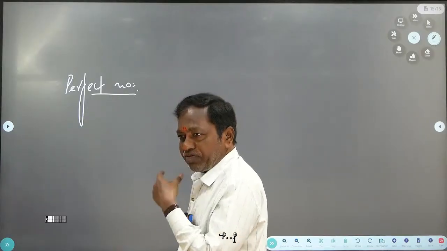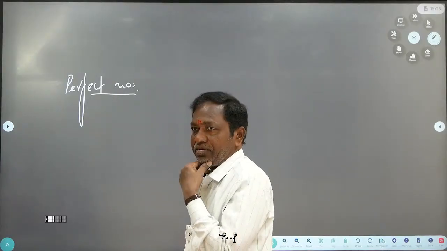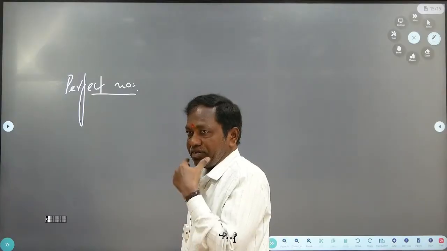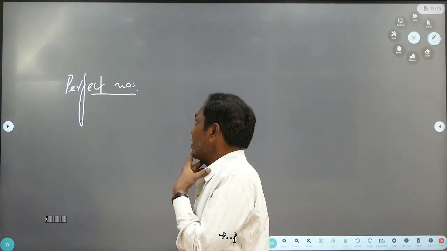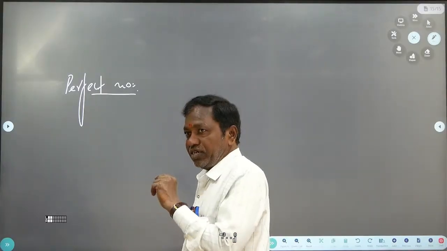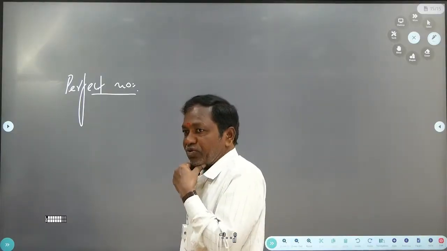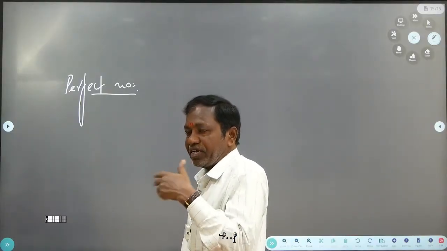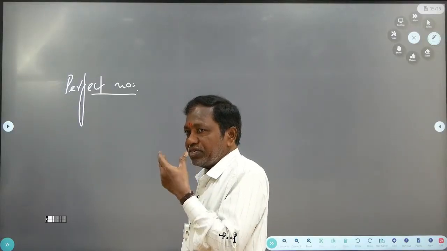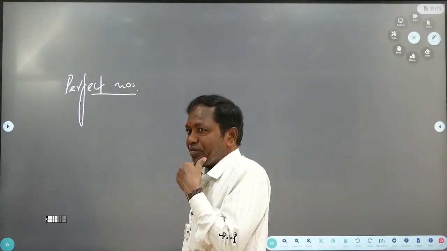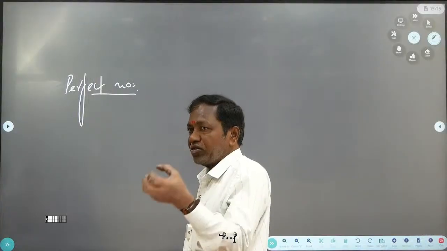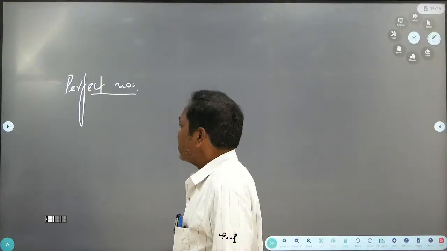I think last year's paper had it. So how did they cover it? For the same question, they did not use the perfect number, because they don't apply the mathematical terms or formulas. They don't apply them, but they take the concept of it. Perfect, what is a perfect number?